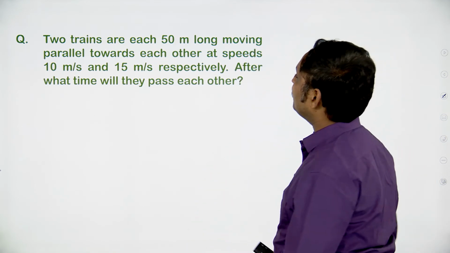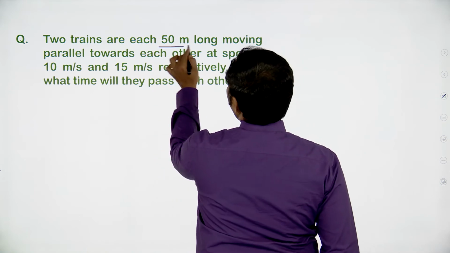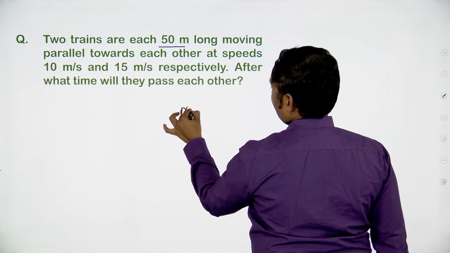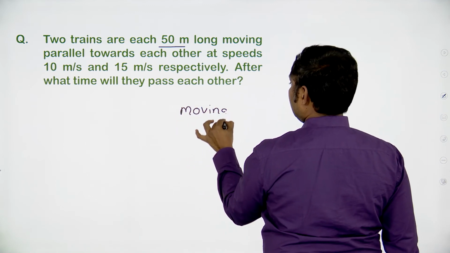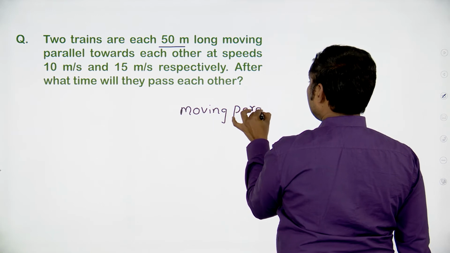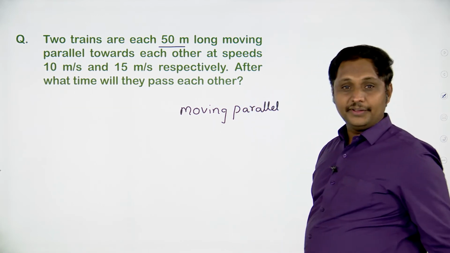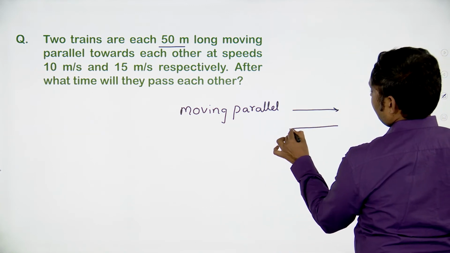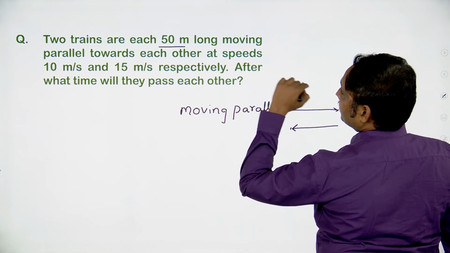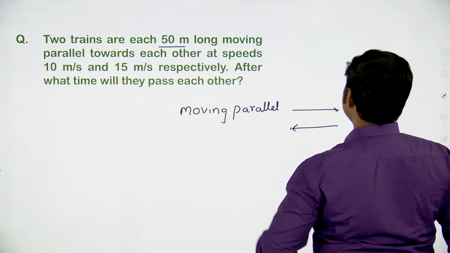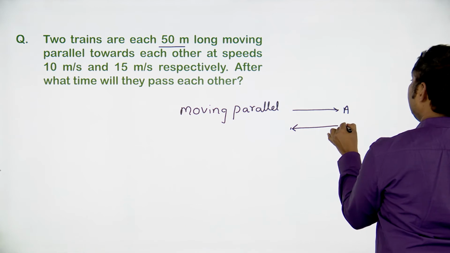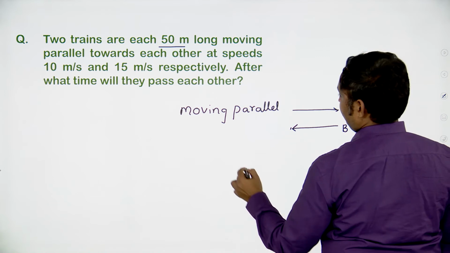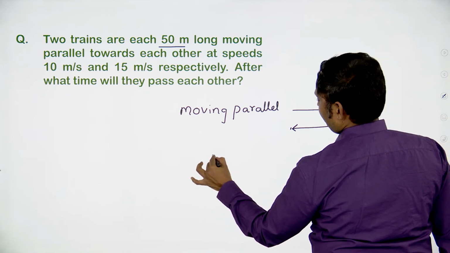Okay, let's have a look at the matter. Two trains are 50 meters long and moving parallel. It's very clear. They are moving parallel. Okay, it's very clear. We would like to go for this one, crossing each other. What they have given is moving parallel towards each other. It's very clear. This is going to be A and B. Yes, they are having the speed. So, relative speed.